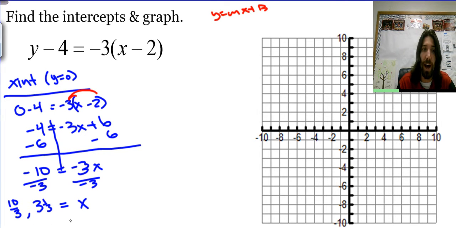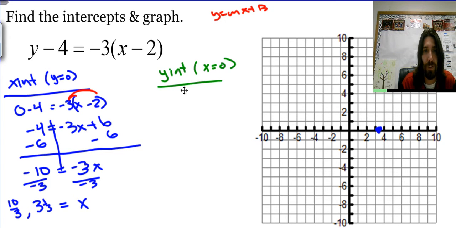So I'm going to graph 3 and 1/3 on the x-axis. So here's 1, 2, 3, 3 1/3. Now I'm going to find another nice solution, and that is the y-intercept. All y-intercepts have an x value of 0. So I'm going to plug in 0 for x. y minus 4 equals negative 3, and instead of x, I'm replacing it with a 0.